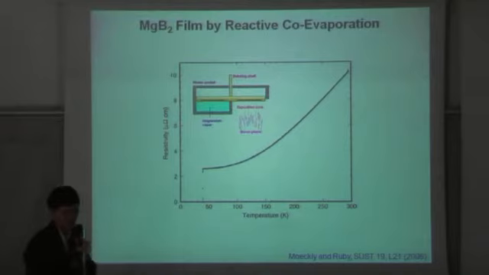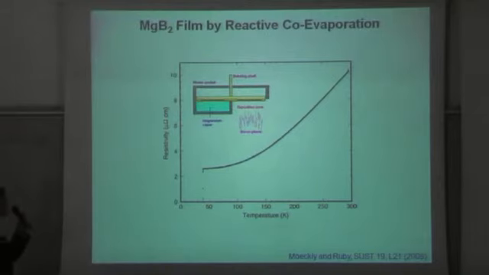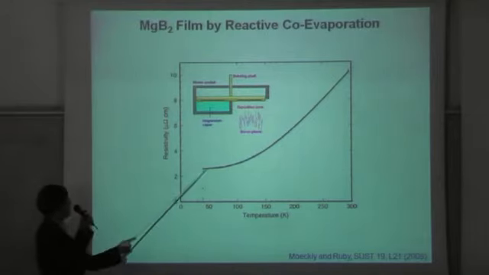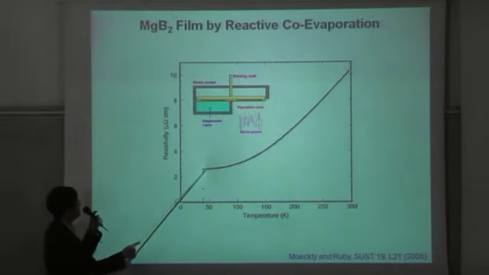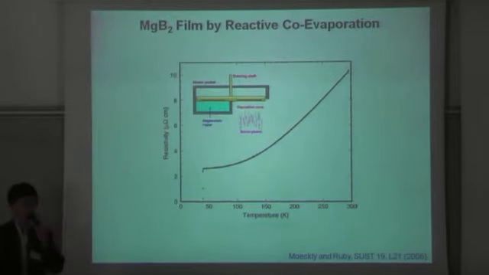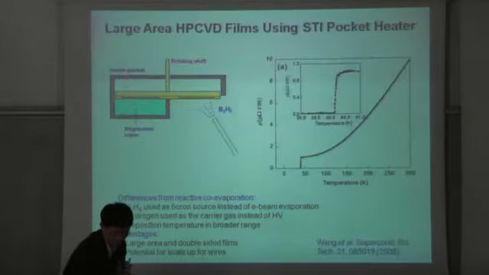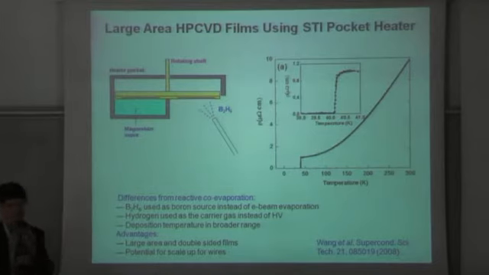So this is their published data. They can get high TC and residual resistivity about 2 micro-ohm centimeter. And I've seen presentations by Brian. They can get like a 1 micro-ohm centimeter range. And so this is quite successful in making very good films.